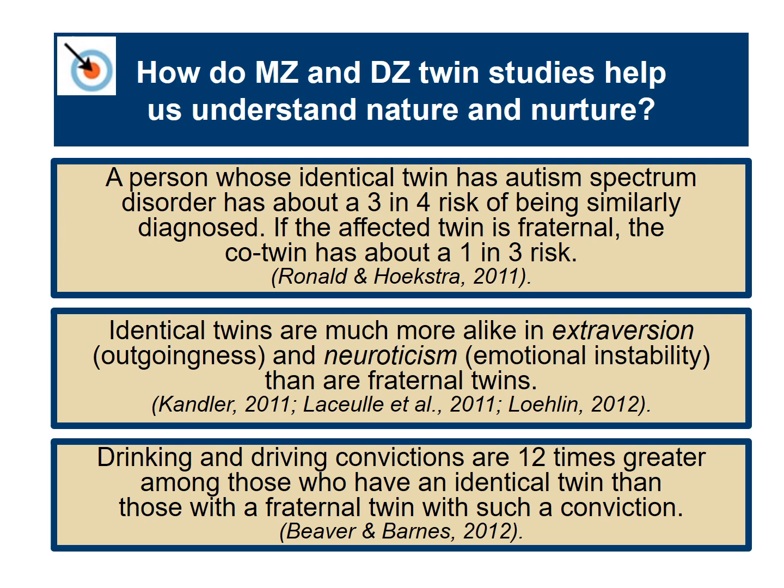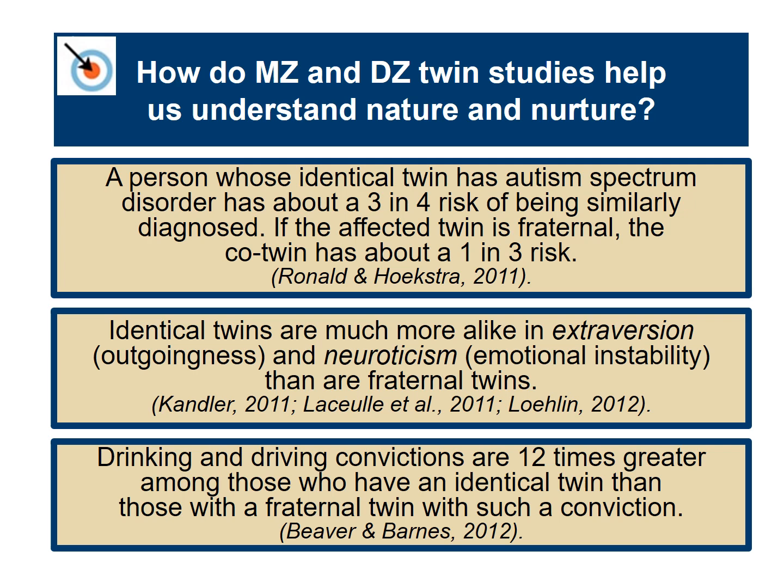The next box down: identical twins are much more alike in extroversion, which is outgoingness, and neuroticism, which is emotional instability, than fraternal twins. So they're much more alike with their outgoingness and their emotional instability than fraternal twins. They share a lot more genetic similarities than do fraternal twins.